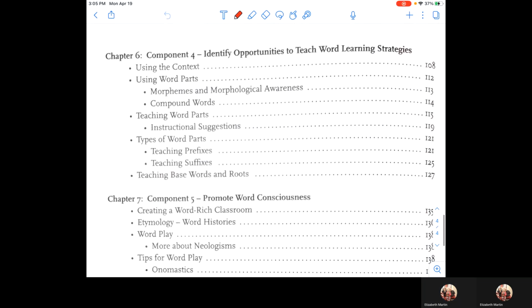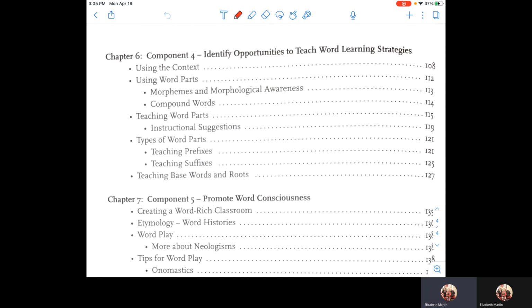In chapter 6, the main part of chapter 6 is how do we get those words that we've previewed and we've introduced to our students, how do we teach them to pick out those words themselves and learn those words? The chapter starts off with a graphic, and it's a Venn diagram. The Venn diagram is using context on one side and using word parts on the other. And then in the middle, it says it's best to combine both.